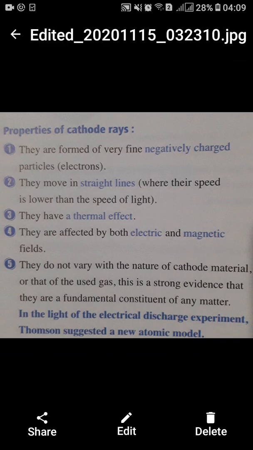Number 2, they move in a straight line. Number 3, they have thermal effect. Number 4, since they are charged particles, they are affected by both electric and magnetic fields. And at the end, they are a fundamental, basic component inside any matter.